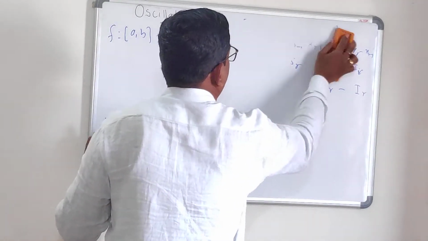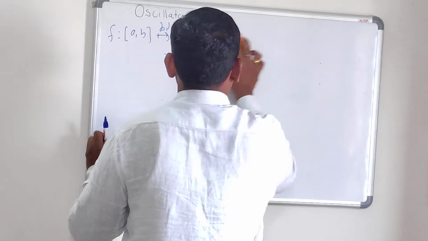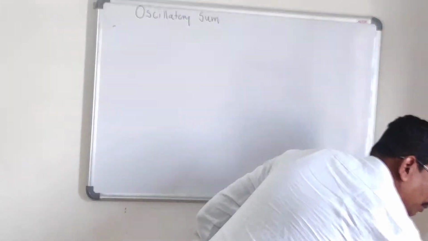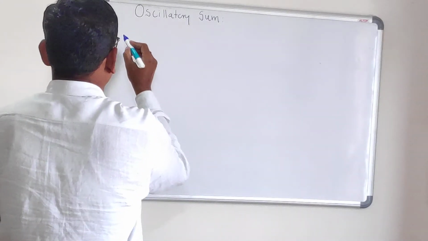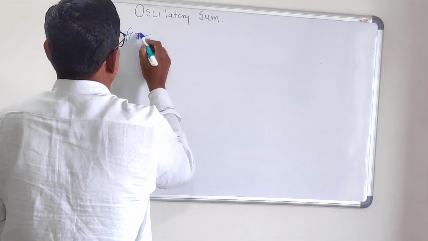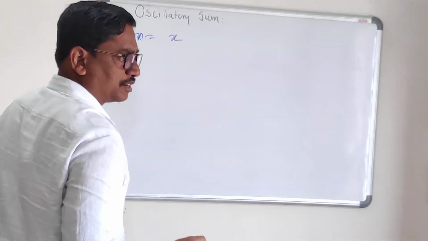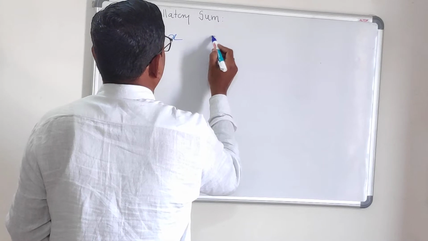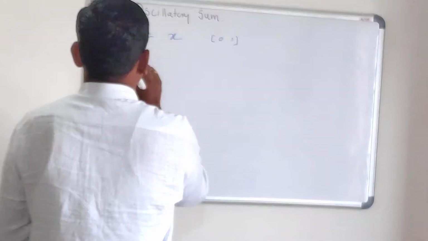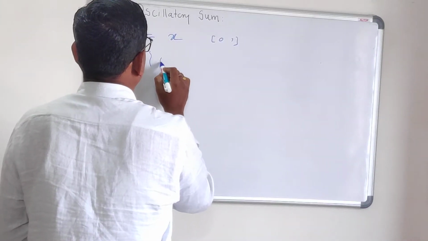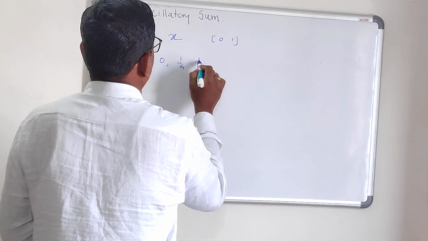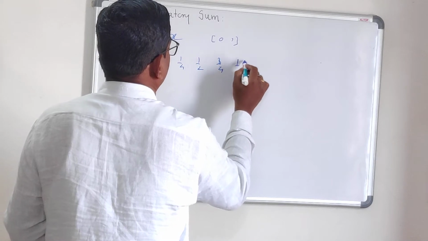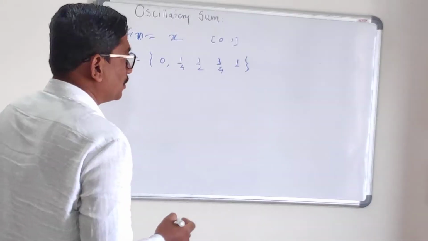So we want to define the oscillatory sum. Let me take a simple example. I will take the straight line f(x) = x, though you can take any curve also, and the interval is [0, 1]. I have the partition 0, 1/4, 1/2, 3/4 and 1. So this is the partition.